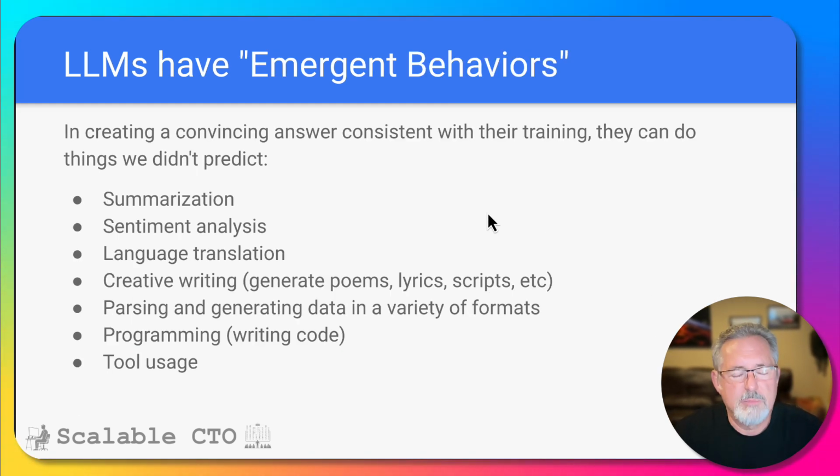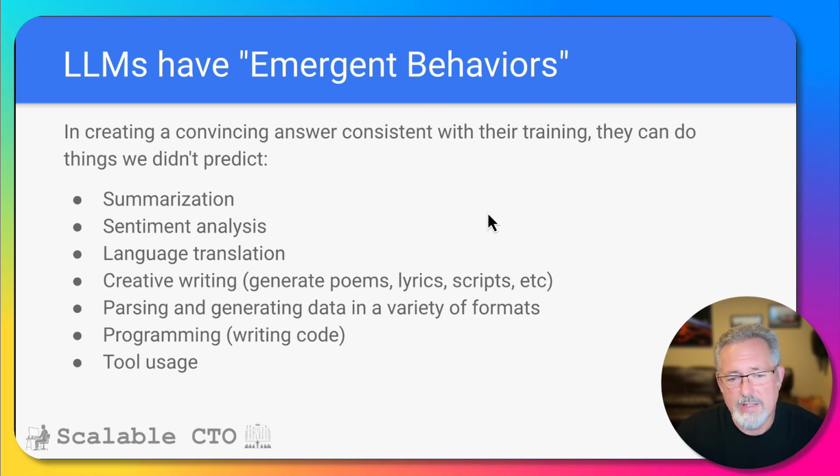So another property of LLMs is that they have emergent behaviors, that they do things that we didn't predict they'd be able to do and we didn't design them to do. And they're surprising and impressive. They're great at summarization, at extracting information out of a body of text. They're good at sentiment analysis, understanding if something's positive or negative, if it's optimistic or pessimistic, classification in general. They're good at language translation. The newest models are as good as the best human language translators in most cases. They're pretty good at creative writing, generating poems, lyrics, scripts, all kinds of creative writing output.